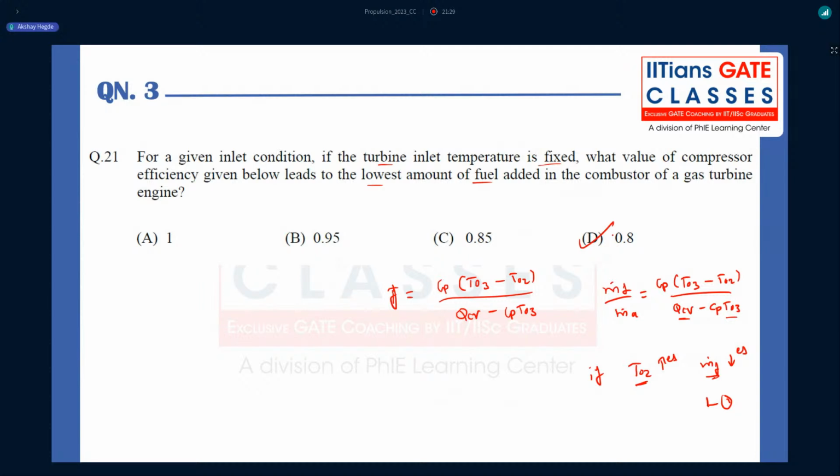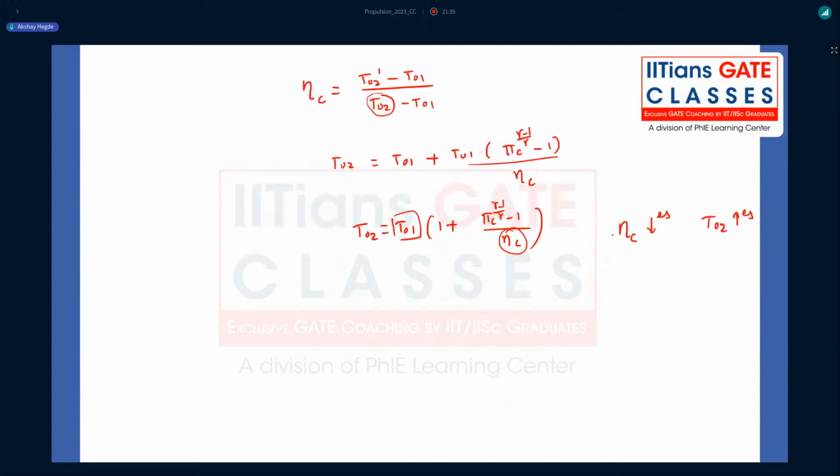Since this question is being asked, there is a catch we have to take from here. It kind of contradicts our idea, right? If compressor efficiency decreases, that increases the T02. If T02 is more, that means I need less fuel to get the same turbine inlet temperature. This kind of contradicts, right? If I use the less efficient compressor, that gives me less fuel added to the engine, right? It's a contradicting idea to what we have studied so far. So the catch here is very important.